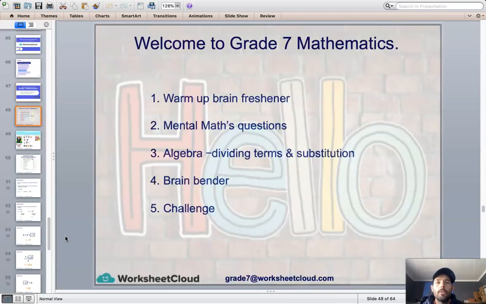So let's have a look at what we're getting up to today. You've got a warm-up just to get the brain in the mood. Then you've got mental arithmetic questions covering previously taught principles. And then we're going to have our main theme of the day, which is dividing terms and substitution in algebra. Some really important concepts that you're going to need to know for grade 8 and beyond. And then we've got our brain bender and challenger to finish off on.